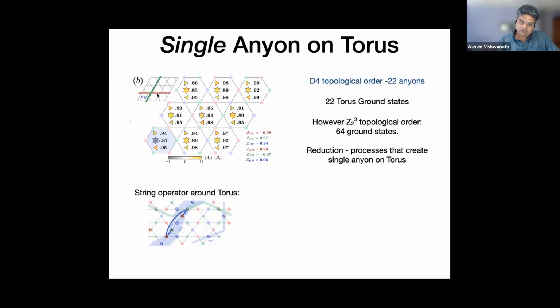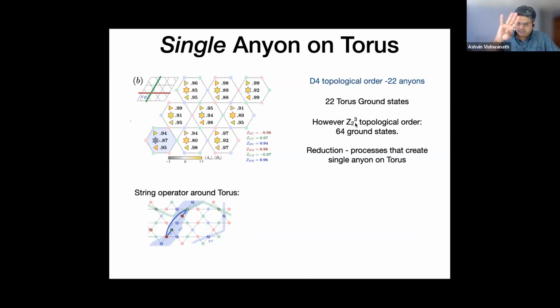And you can actually see it when you braid these non-abelian excitations around the torus. So this is something specific to non-abelian topological order, that you can end up with a single excitation on the torus, and that's marked by the fact that the stabilizer is not in its ground state value. It's actually in the opposite -1 value. Okay, in fact, this is how you end up getting the 22 torus ground states. So we said that this D4 topological order has 22 anyons. The number of ground states on the torus is in 1-to-1 correspondence with the anyons.